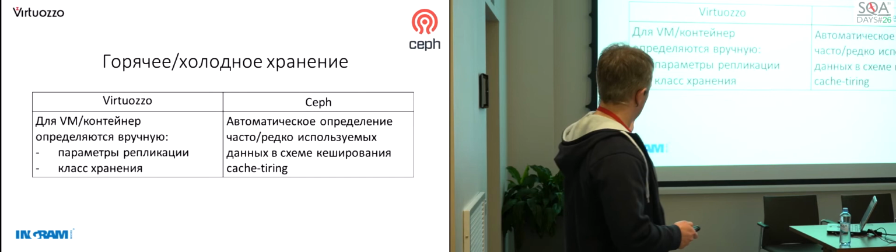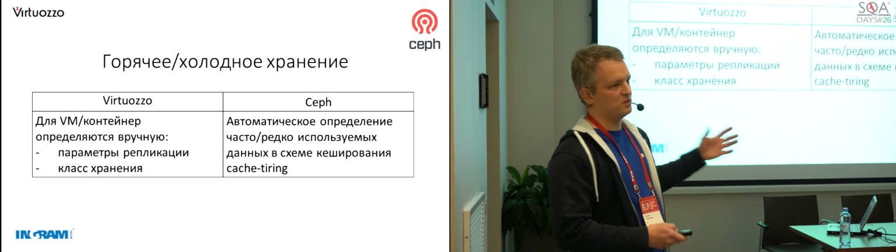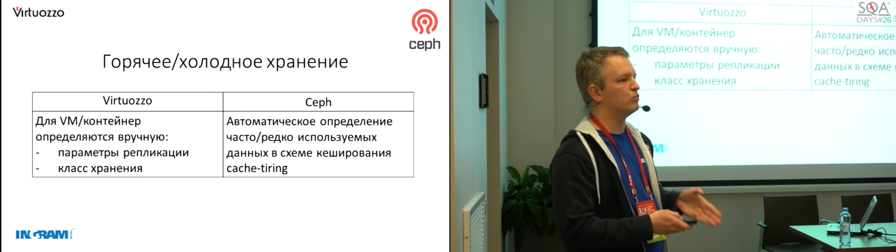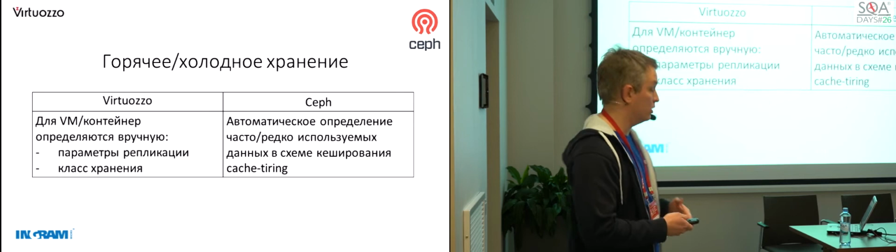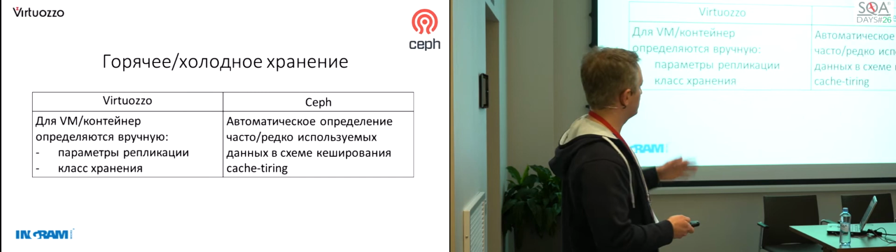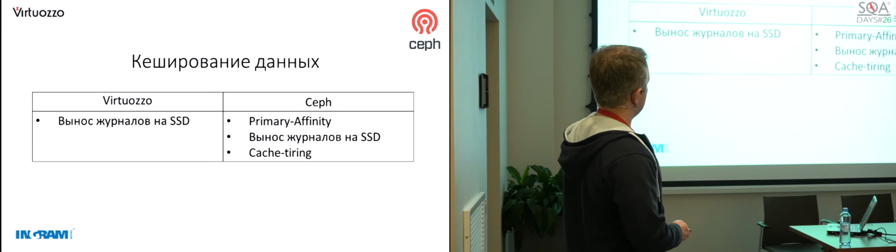Caching system, like tier storage in Virtuozzo. SSD is a hot storage, and Ceph understands that this chunk is used suspiciously often. Let's place it to hot storage. It boosts its performance. When demand for this information falls, it is removed to cold storage. Virtuozzo doesn't have it. There you'll have to determine it manually: what to place to hot, to cold storage, data caching. It maintains performance at a proper level.